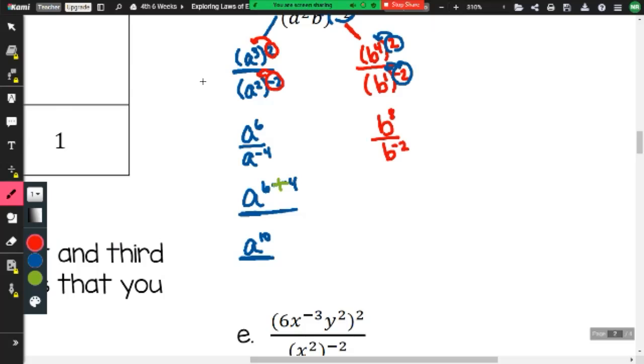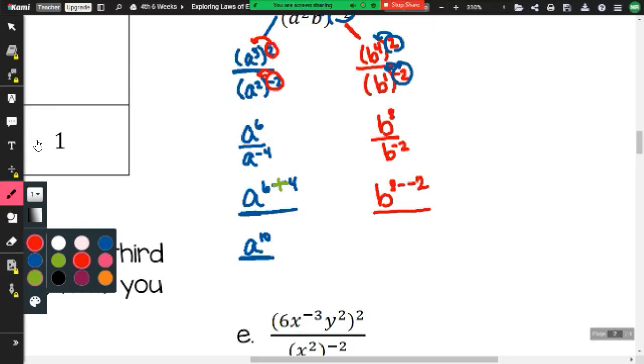okay? Now to combine these B's and create just one power, what do you want to do with the exponents? Subtract them. So it's B to the power of 8 minus what? Negative 2. So in this case, it turns to a positive. It will not always turn into a positive. That's why I'm still emphasizing that we're subtracting and not adding. And 8 plus 2 is what?